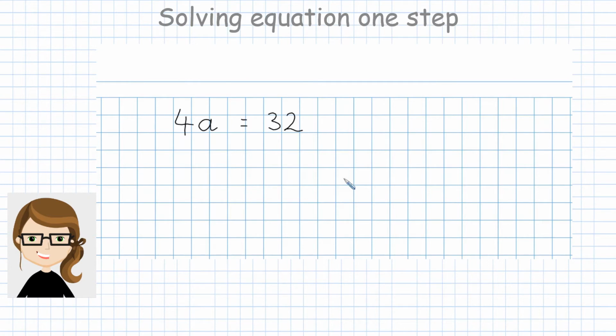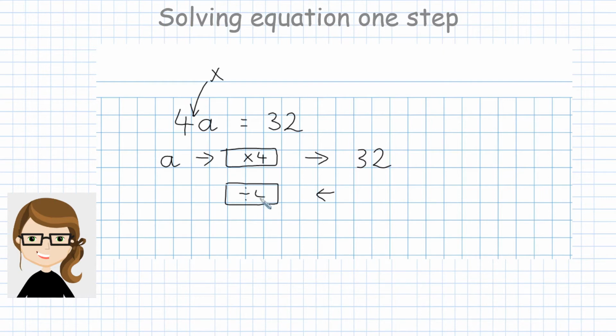Today we're going to look at solving one-step equations. The difference between an equation and an expression is that an equation has an equals sign. So here we've got 4a, or 4 times a equals 32. So we've taken a, our mystery number, and we've put it into a function machine, and we've multiplied it by 4. The number that has come out of the function machine is 32. So if you know your times tables, you will know that if we put 8 into the function machine and times it by 4, it will give us 32.